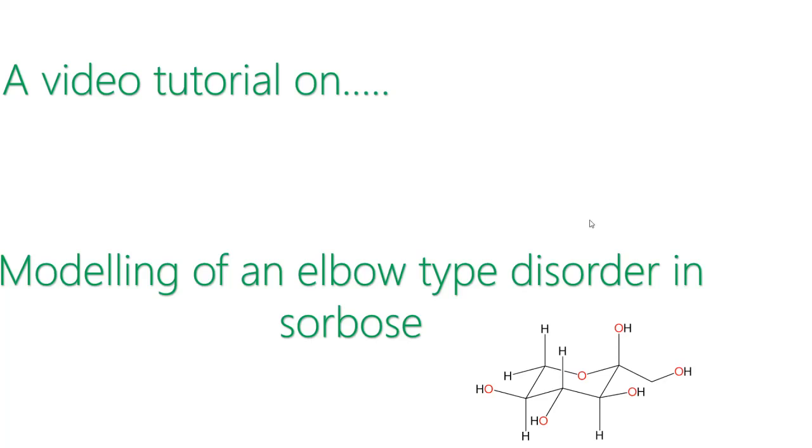Hello everyone, this video tutorial describes the modeling of an elbow type disorder present in the sorbose molecule. As you can see, this is the sorbose molecule with molecular formula C6H12O6.